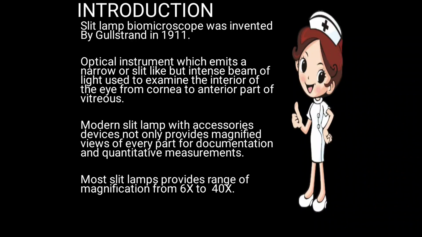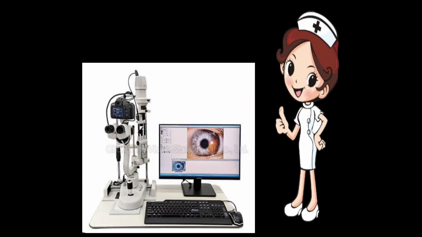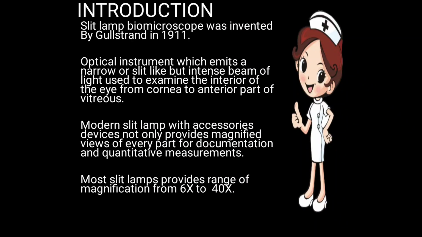It is an optical instrument which emits a narrow slit-like but intense beam of light, used to examine the interior part of the eye from the cornea to the interior part of the vitreous. The cornea is the starting watch glass like structure of the eye through which the light passes till we can see the vitreous part.